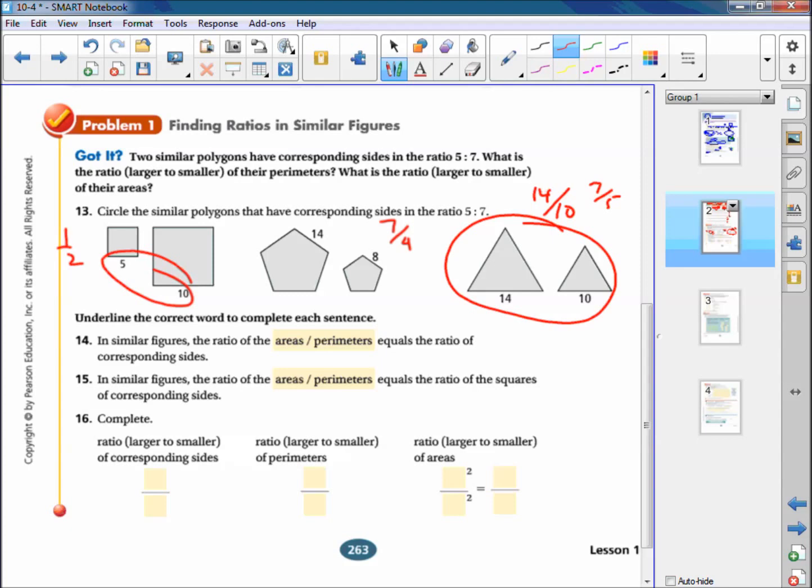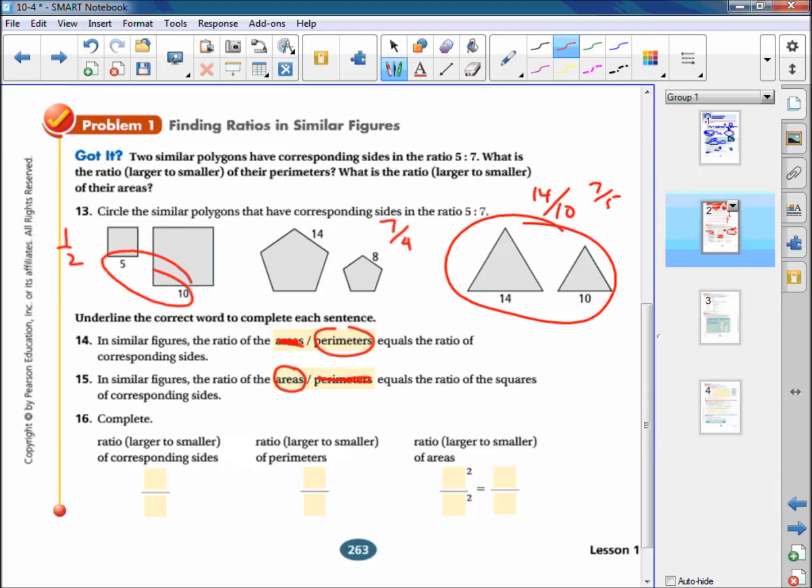In similar figures, the ratio of the perimeters equals the ratio of the corresponding sides. Remember, perimeters have the same ratio as the sides. In similar figures, the ratio of the areas equals the ratio of the squares. Squares is going to be area. And this makes sense because perimeter is a distance and area is how many squares fit inside it. All right, so let's complete this.